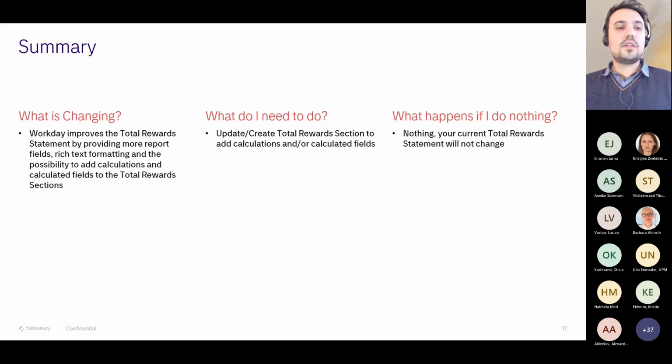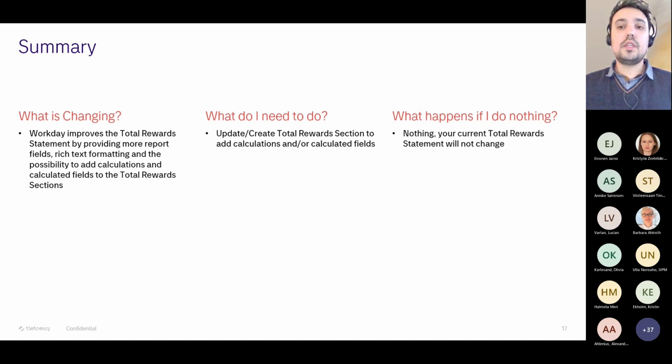So what's changing with this feature is that you can improve your total reward statement by providing more information, such as calculation and calculated fields, and the visual can be improved by this rich text formatting on the total reward template. What you need to do: it's a totally opt-in feature. So if you want to use the calculation and the calculated field in total reward, you need to edit your total reward sections and add the calculation or calculated fields. And for the rich text formatting, it's directly on the edit total rewards template.